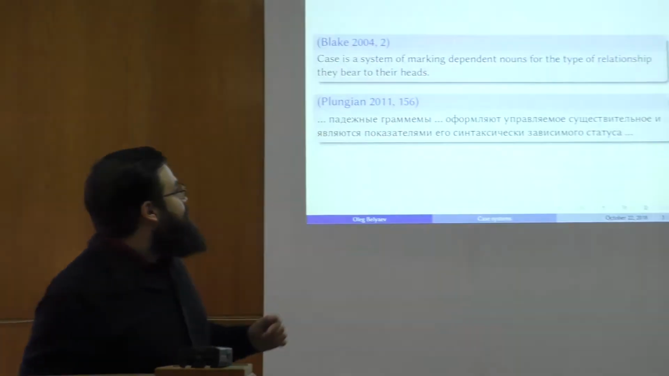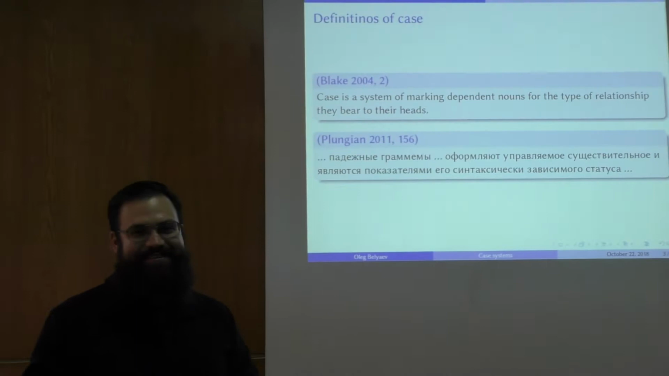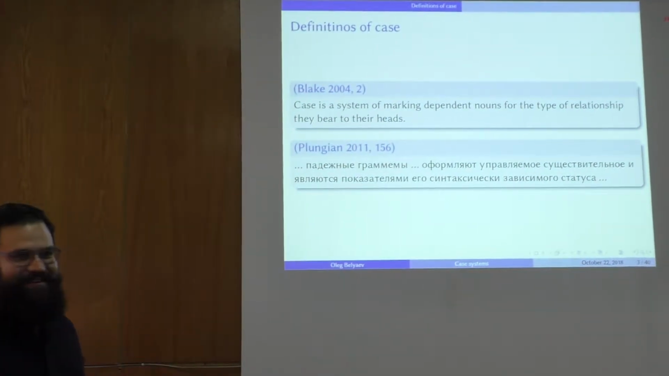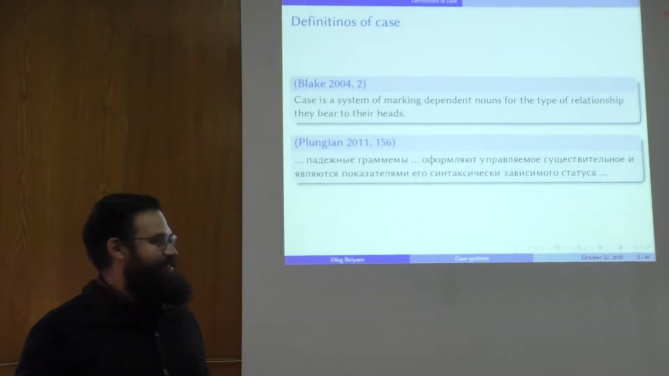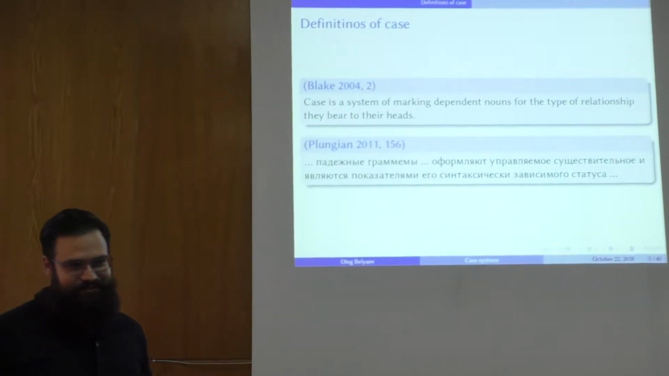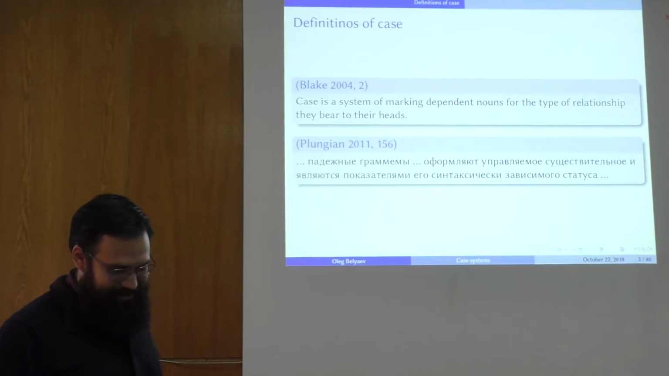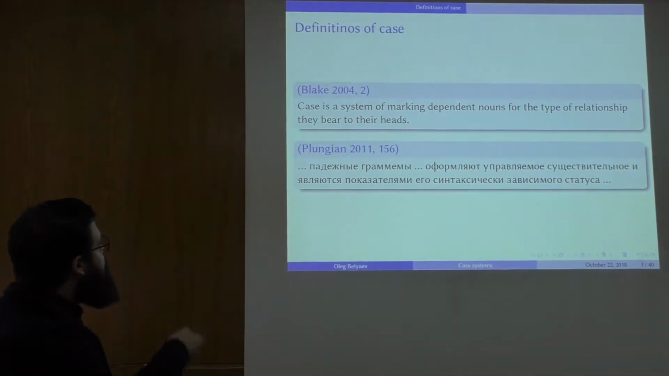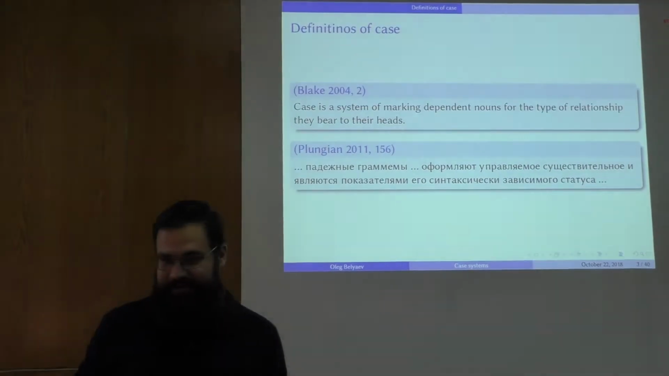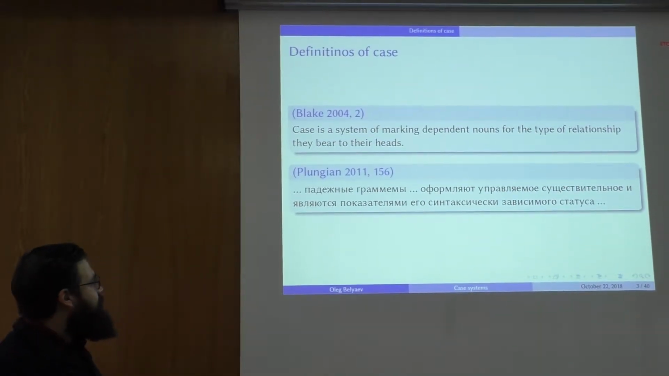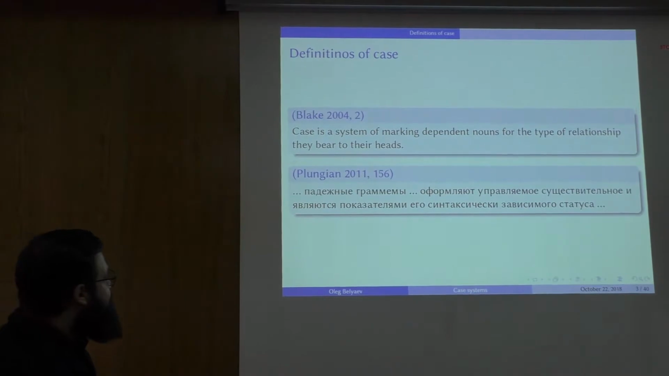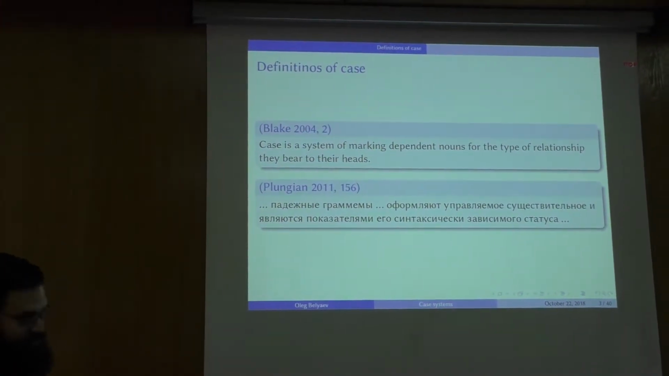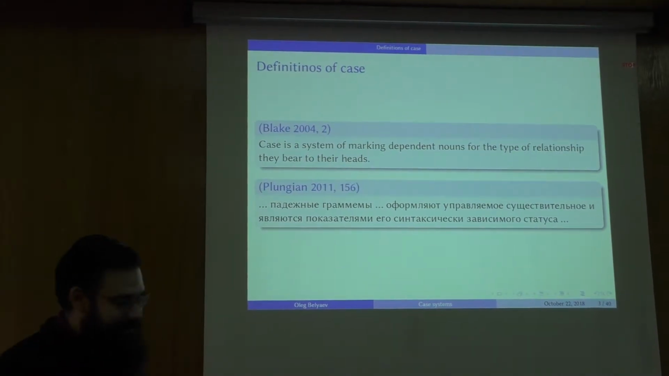Here we have two definitions of case. I'm sorry for the typo. That's a typical typo that you make when you write things like ending in -tion. So we have two typical definitions of case as we find them in various textbooks. One of them is by perhaps the most widely known textbook on case, by Barry Blake. Case is a system of marking dependent nouns for the type of relationships they bear to the heads. So we're talking about morphological case here, I would like to specify.